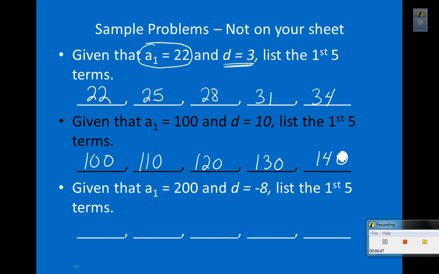Here's my last one. Given a sub 1 is 200 and D equals negative 8, list the first 5 terms. Hey, it's okay for D to be negative 8. That just means my sequence is going down. Big deal. So there's a 200. Subtract 8 and get 192. Subtract 8 again and get 184. Subtract 8 again and get 176. And one last time, 168. So like I said, those were not on your note sheet, but that's how we generate some terms.